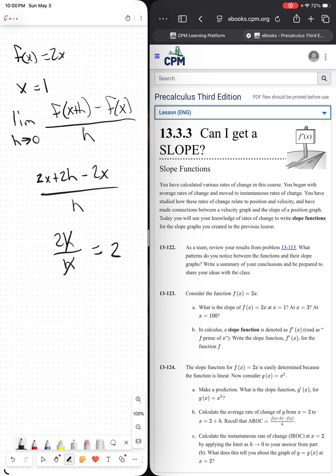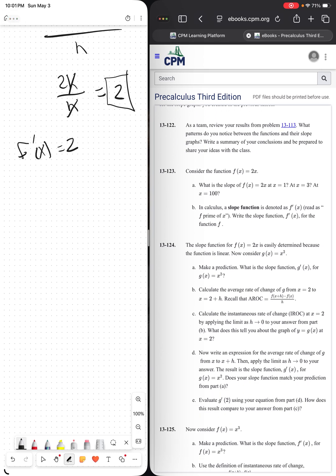So what is our slope at 1? It's 2. What is our slope at 3? It's 2. What is our slope at 100? It's 2. In calculus, a slope function is denoted as f prime of x, which is the slope function of this problem.